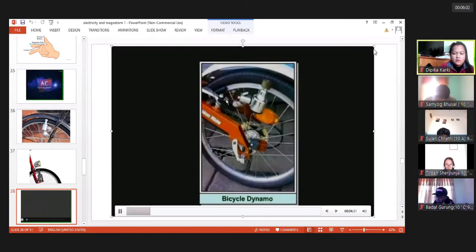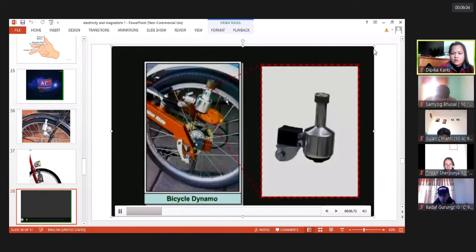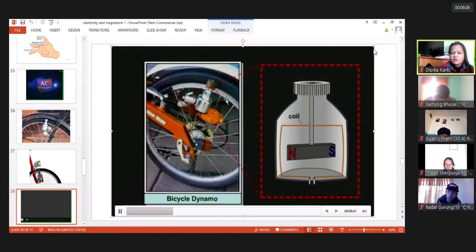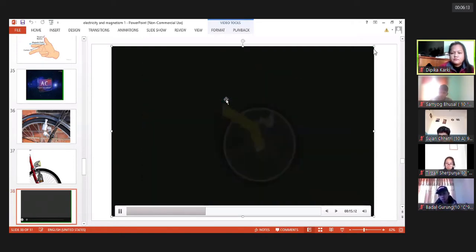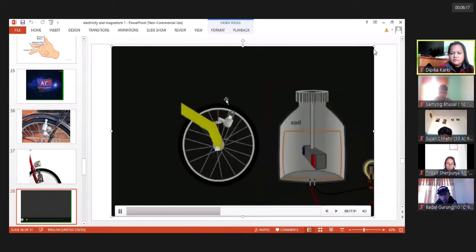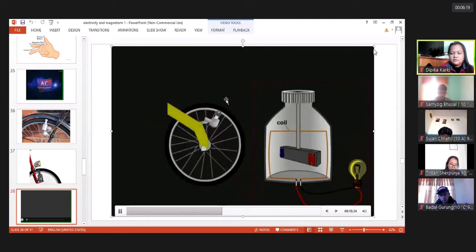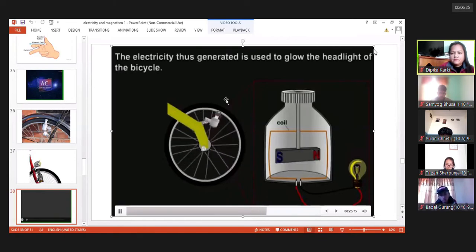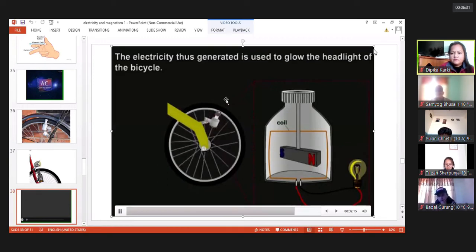Students, you might have seen a bicycle dynamo. In the bicycle dynamo, the copper coil of wire is fixed around the magnet. While rotating the bicycle pedal, the magnet moves inside the dynamo, and thus electric current is produced. The electricity thus generated is used to glow the headlight of the bicycle.